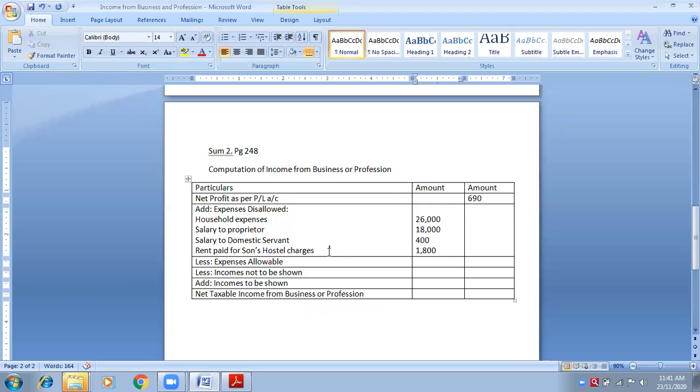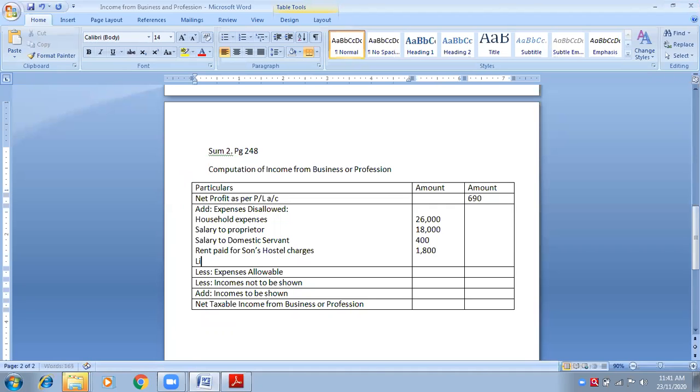Okay, so here I will write life insurance premium of wife. Life insurance premium of wife is personal expenditure and it was 1,600 rupees.